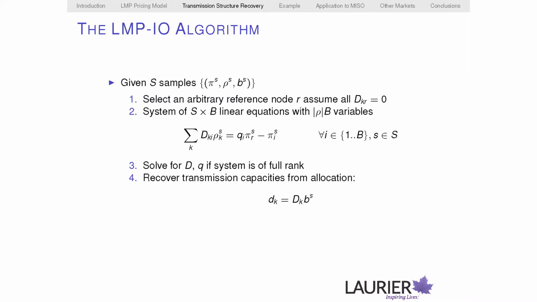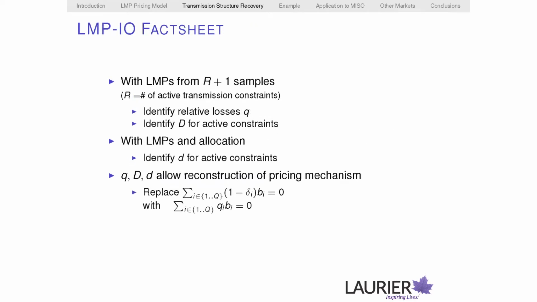If we've got enough samples, we're able to solve that, assuming the system's of full rank. And then we can recover the transmission capacities from allocation data. So just quickly, what are we able to do here? If we have R+1 samples, where R is equal to the number of active transmission constraints, which is fair, at the most there's about 7 or 8 active transmission constraints. Most of the time there's 1 to 4 probably.